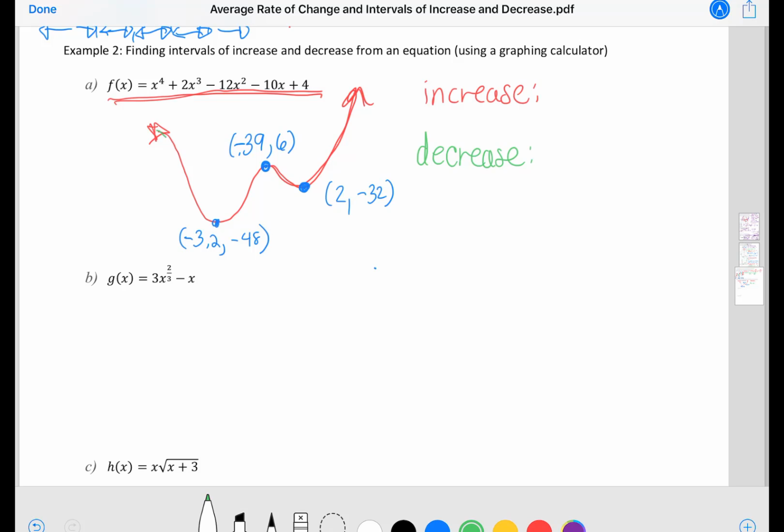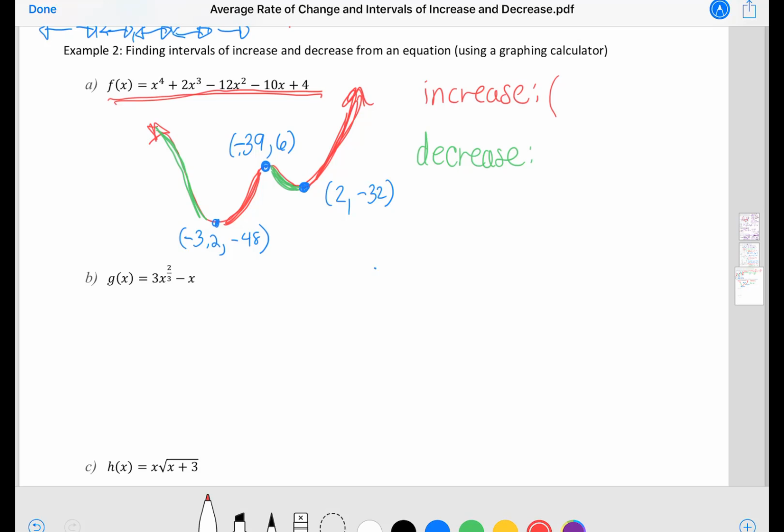So when I trace this left to right, this is going to be an interval of decrease. Then from here to here is going to be an interval of increase. Then from here to here is going to be a decrease. And then from here to here is going to be an increase. So my intervals of increase, remember we write it down in terms of our x values. So we're looking at our x.